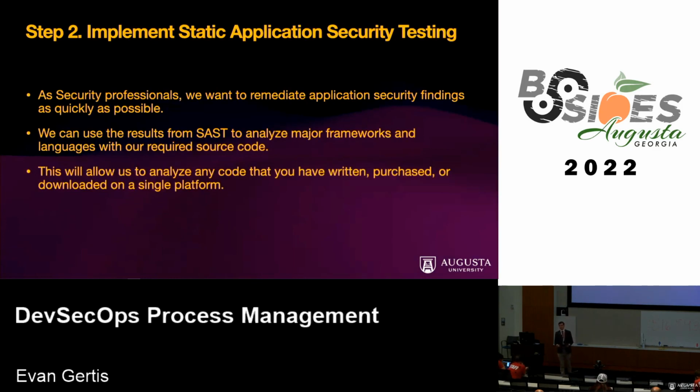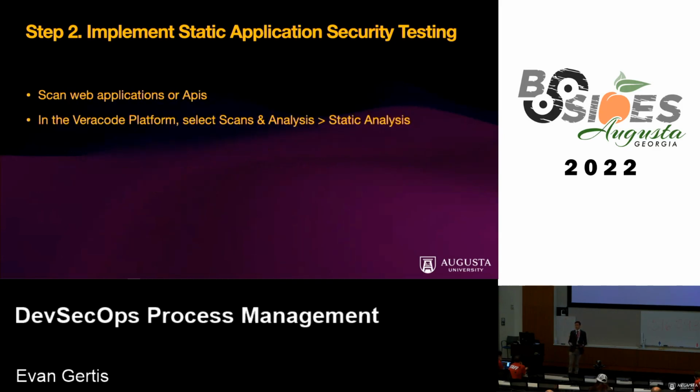So the first step is using static application security testing to capture all the vulnerabilities associated with an application. SAST gives you the static view of the code. It gives you all the specific lines with the vulnerabilities associated with an application so that you can go back through the application, you can trace your steps all the way up to the top. It's very simple. In the Veracode platform, select Scans and Analysis, Static Analysis. Just get started.